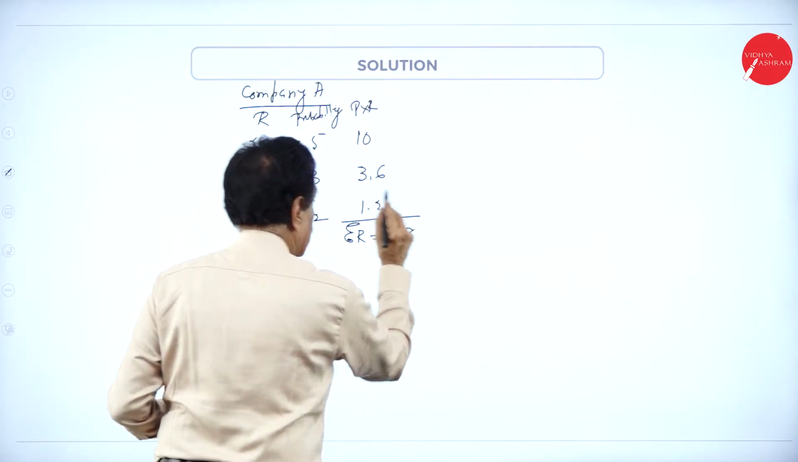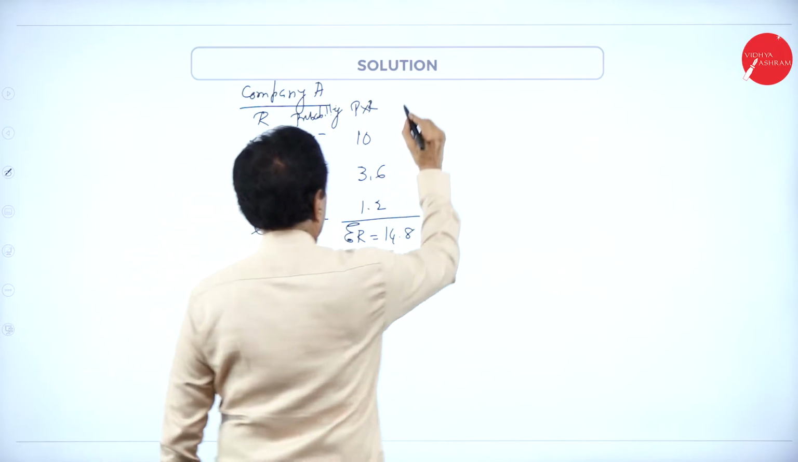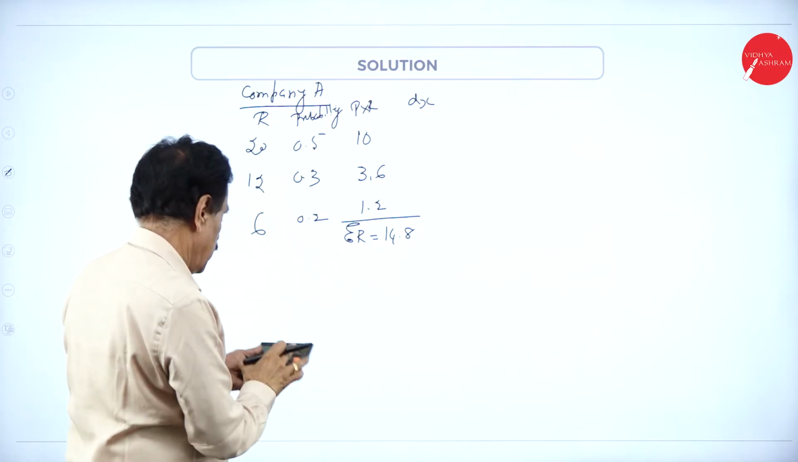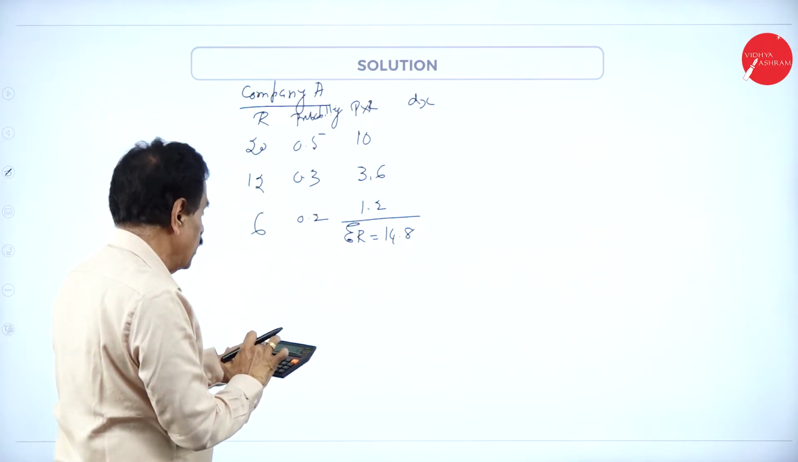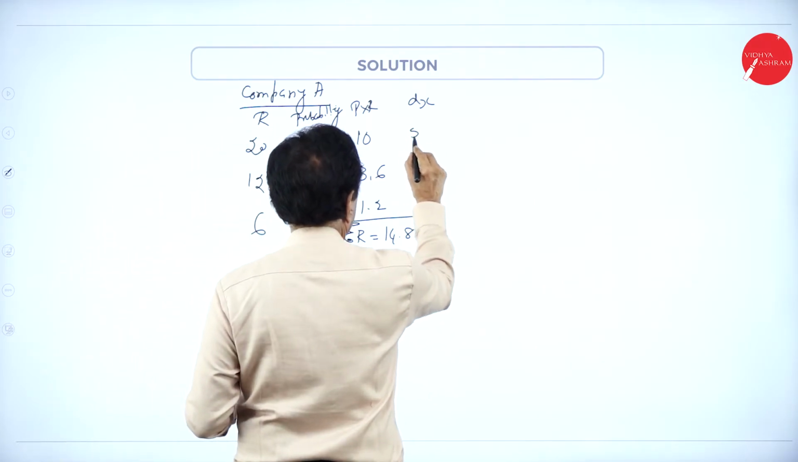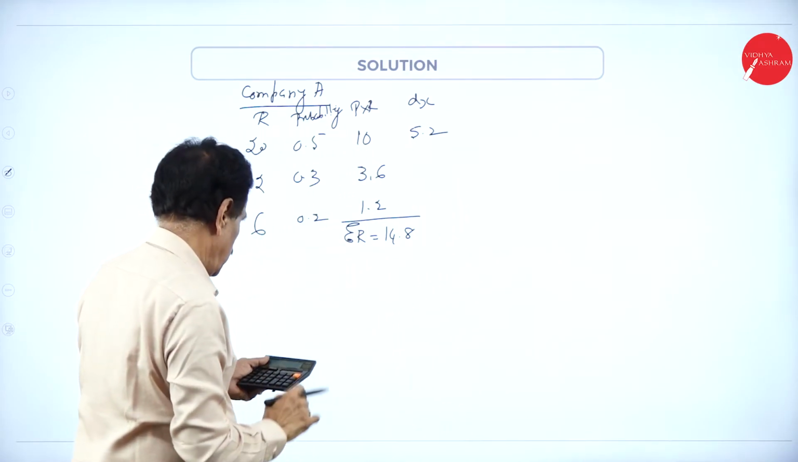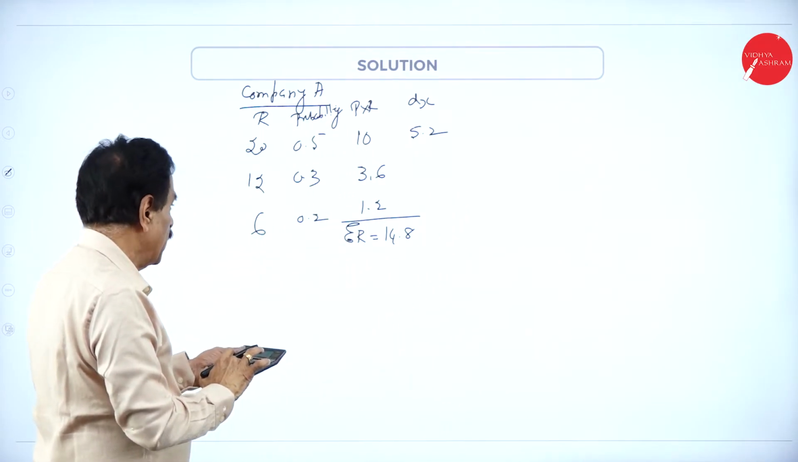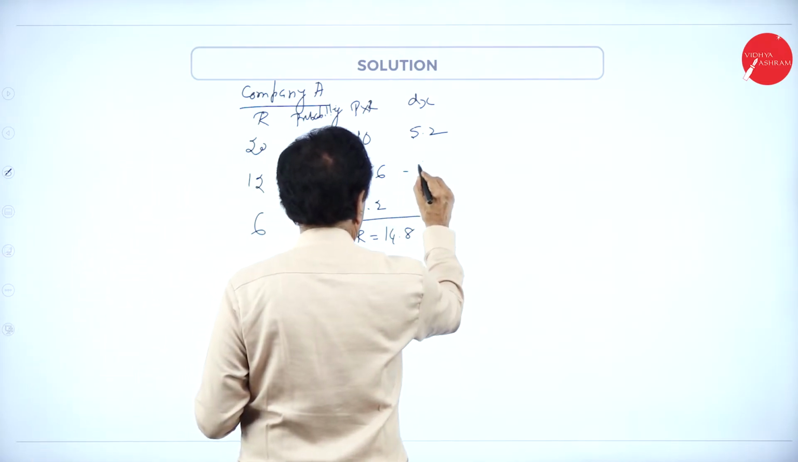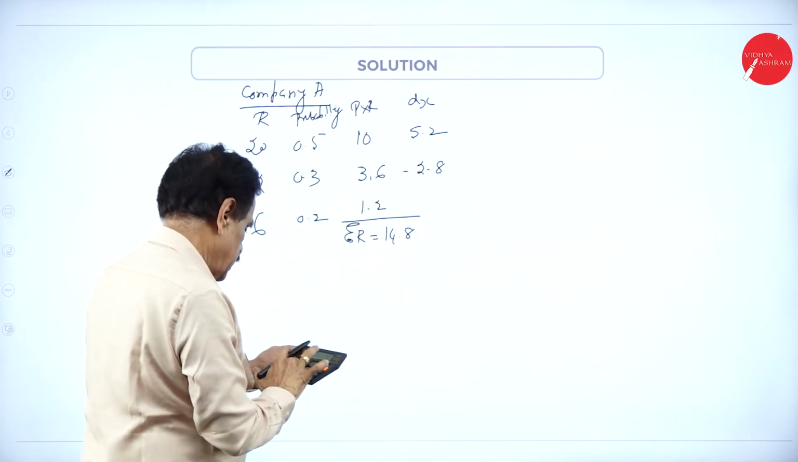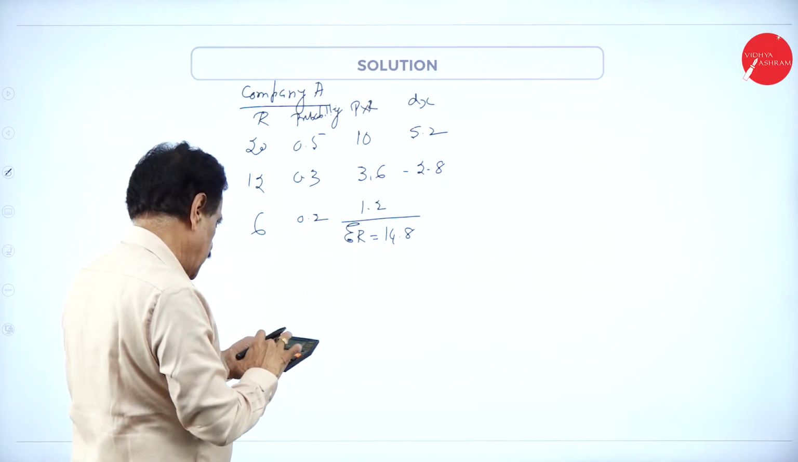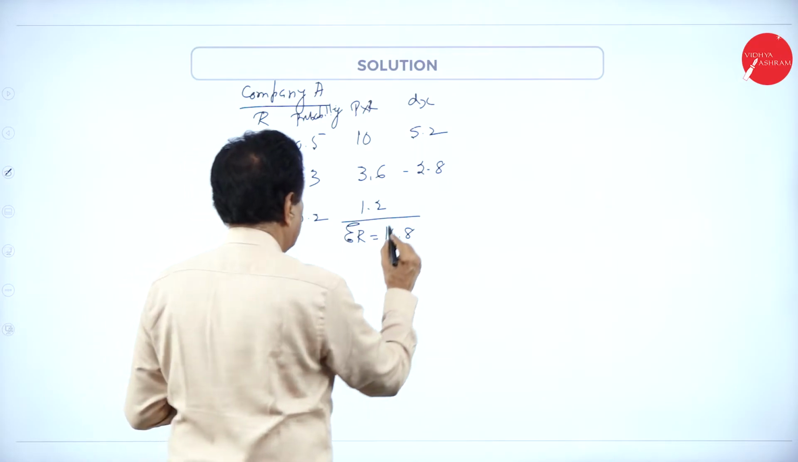Expected return 14.8. Then take the deviation, you can take dx. 20 minus 14.8 is 5.2. 12 minus 14.8 is minus 2.8. 6 minus 14.8 is minus 8.8.